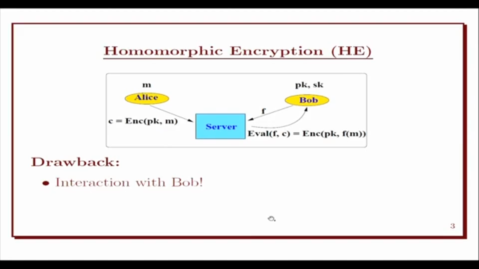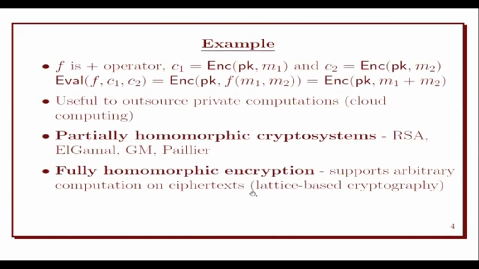Okay, so this is the general structure of homomorphic encryption. The drawback of this is basically that every time we need to interact with Bob. So, this is one of the drawbacks. We will talk about a more general version of it, which is called functional encryption. So, let us talk about homomorphic encryption with an example.